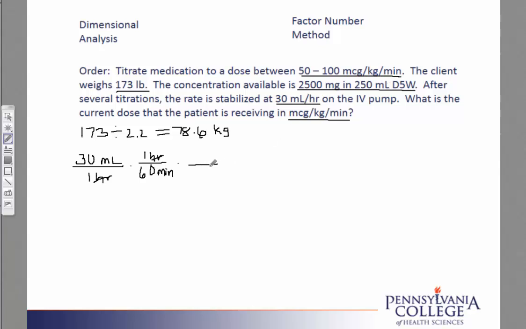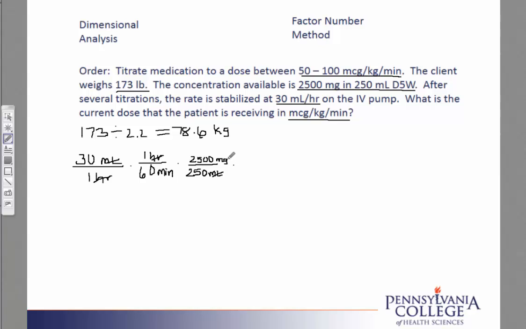I can convert the milliliters into milligrams using the fluid that's in the IV bag. In the IV bag, there are 250 milliliters. I'll put that on the bottom of my fraction so that it cancels my other label of milliliters. I'll put the 2,500 milligrams on the top of my fraction. These two numbers have to go together because they're in the same IV bag.